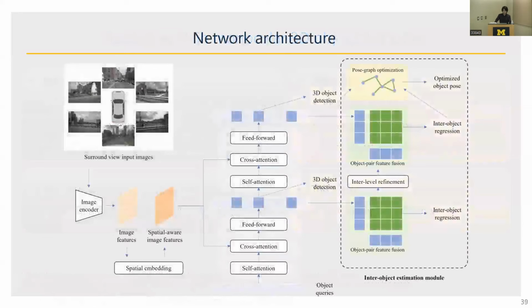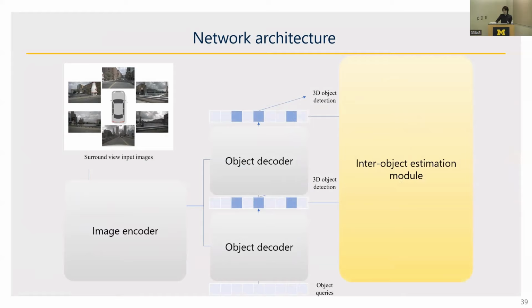So here is our overall network architecture. I'm not going into all the details in each of the small blocks. I will abstract them into this figure. Basically, it is composed of an image encoder, several layers of object decoders, and an inter-object estimation module. The image encoder takes the surround view images altogether as input and extracts features from them. Then we have several layers of object decoder based on transformer architecture. It starts with a set of object queries, and through the attention mechanism in the transformer layers, these object queries attend to the image features from the image encoder, and estimate the existence, position and properties of the 3D objects in the queries.